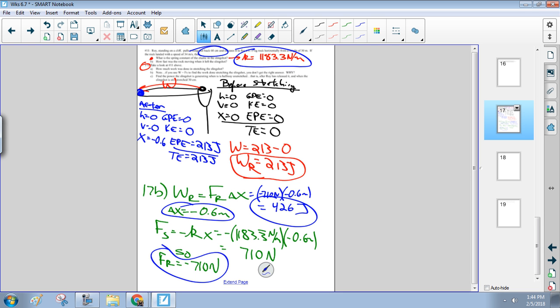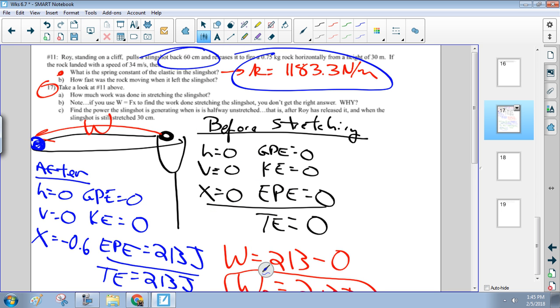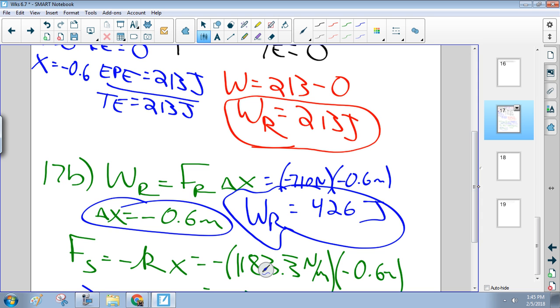Okay, so there's a problem here. We just found the work that Roy did 2 different ways. And ordinarily, at this point, I would say, why are we happy? And the answer would be because they're the same. So now I'm going to say, why are we unhappy? They're not the same. We just calculated the work 2 different ways and got 2 different answers. They should be the same, right? Like, physics should agree with itself. When I did TE final minus TE initial, I got 213. When I did force times distance, I got twice as much, which makes me nervous. All right, but there's a reason why. Anybody have an idea why?